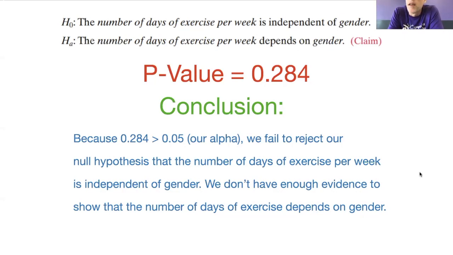Now, what does that mean? If we fail to reject it, does that mean it is independent? No. Remember, we never accept our null hypothesis. All it means is that we don't have enough evidence to show that the number of days depends on gender.